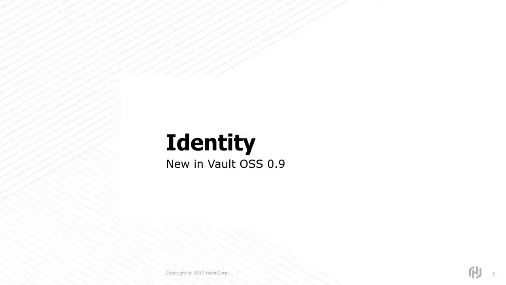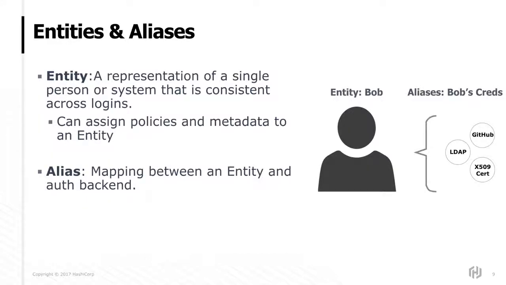So the first new feature is identity. And some pieces of identity have been around for a little while, but they were in our enterprise offering. And so with this release, we moved them out into open source and added a lot more functionality around them. And so identity as a whole is a system for understanding the identity of a person or system across all of their logins and all their tokens. And then once we have all this information about who this entity is, we can use it to create more finer grained access control and policy decisions.